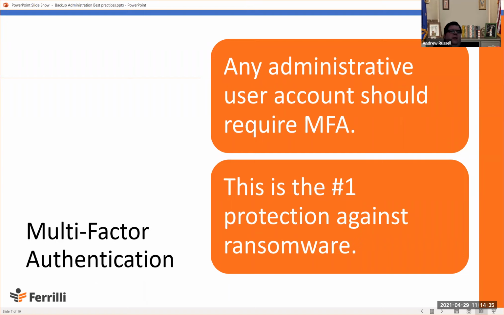If your admin accounts are protected with multi-factor authentication, it makes it a lot more difficult for attackers to attack your domain, attack your backup solutions, and traverse your network, because they're going to be hitting up against that multi-factor authentication, whether it be Duo or text messages. Duo is considered best practice, or some sort of phone app like the Microsoft Authenticator or the Google Authenticator. But the bare minimum would be text messages, even though that's considered not secure. This is important for backup solutions.